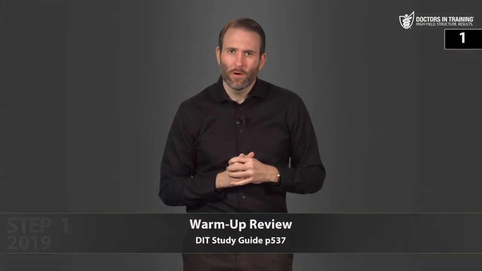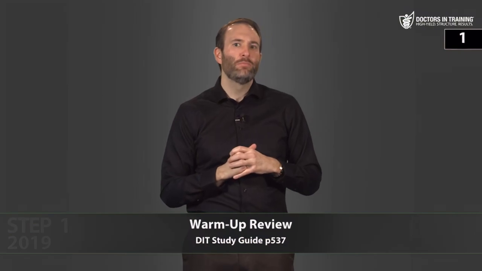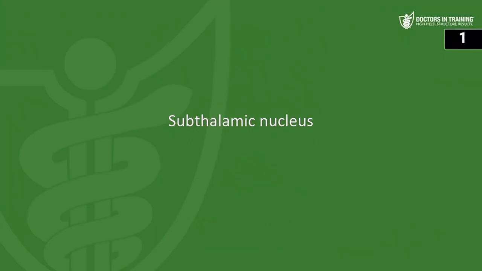It's time for another warm-up. Let's get going. Damage to which part of the basal ganglia produces hemiballismus? So this is the subthalamic nucleus, which can be lesioned in a lacunar stroke, and then you will have too much movement, which will present as that hemiballismus.